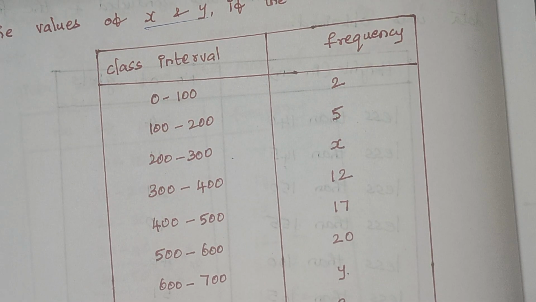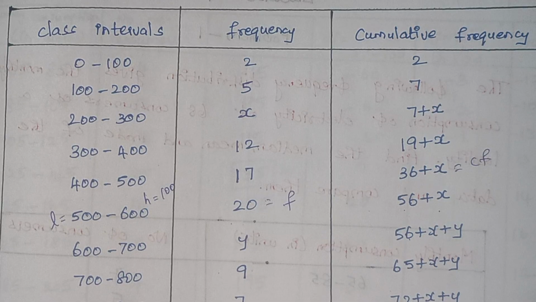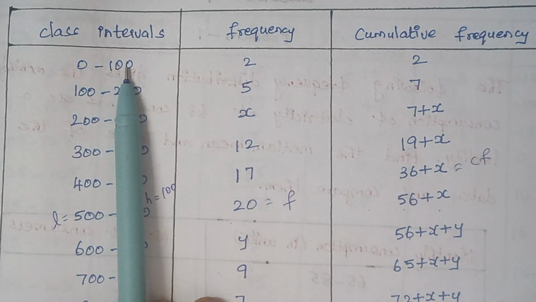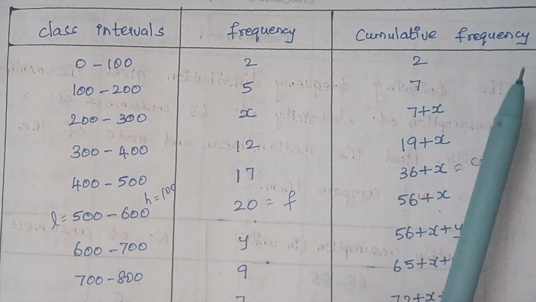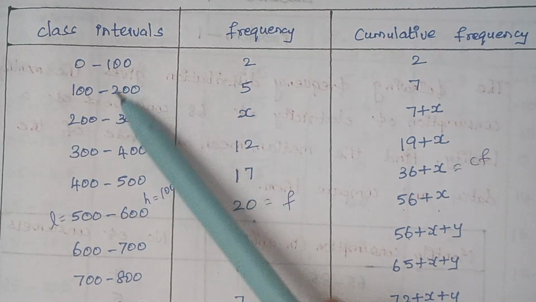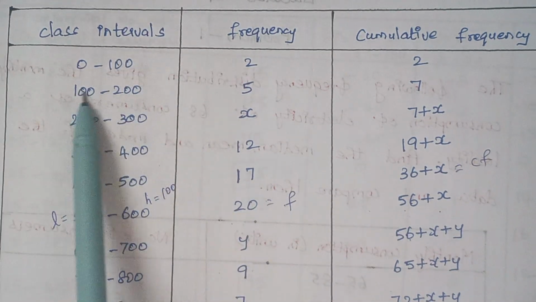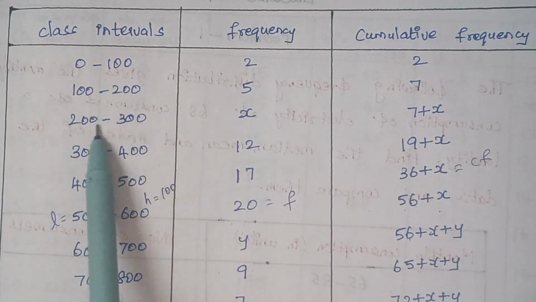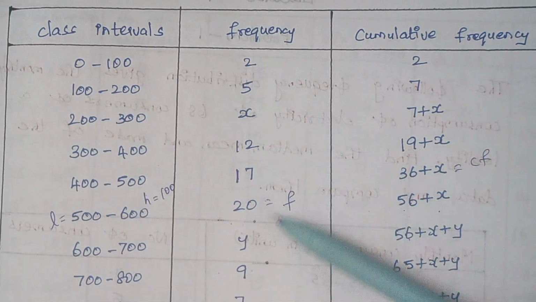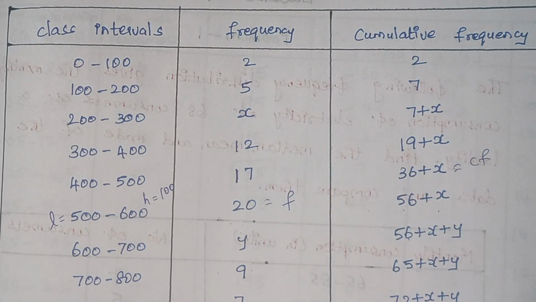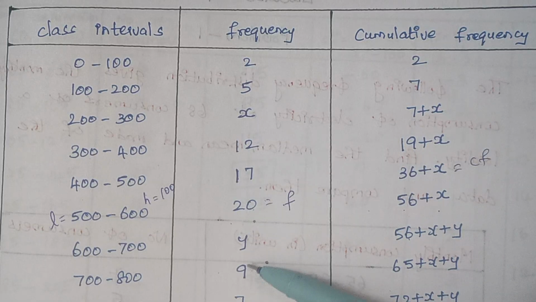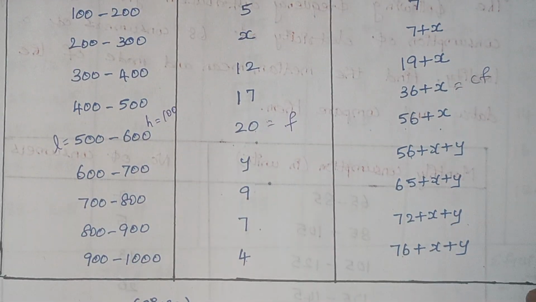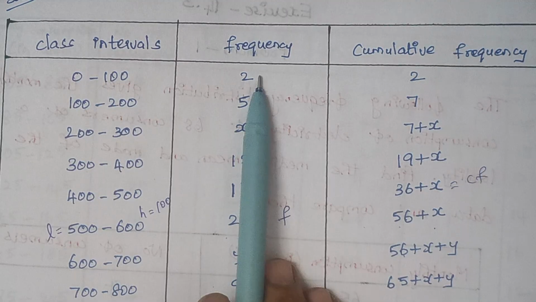So in this tabulation, you see in frequencies we have the unknown values x as well as y. So now we are going to frame a new table. So here we have class intervals, the next one is frequency, and the final one is cumulative frequency. When you look at these intervals, they are perfect: 0 to 100, 100 to 200, 200 to 300. And when you look at the values of frequency, they are randomly placed. Here you have 2, 5, 12, 17, 20 and finally 9, 7 and 4. So this is the value of frequency.